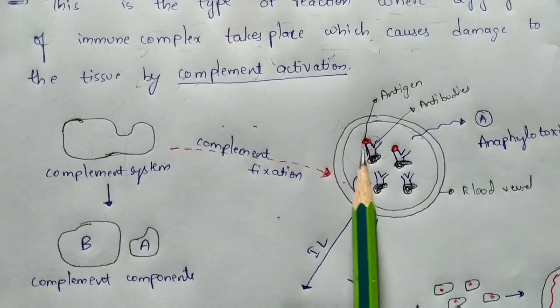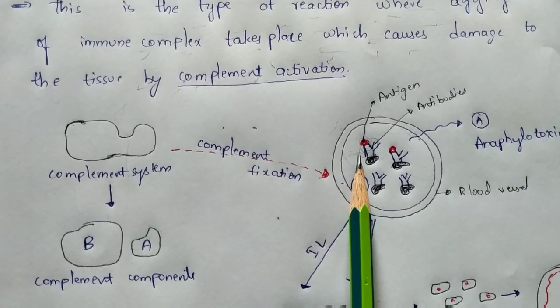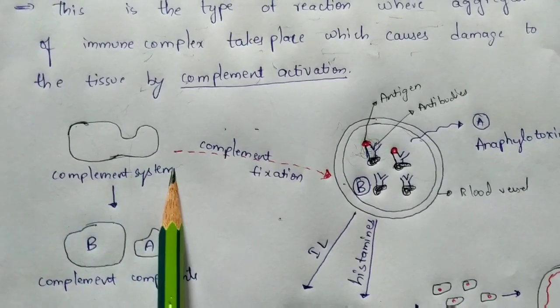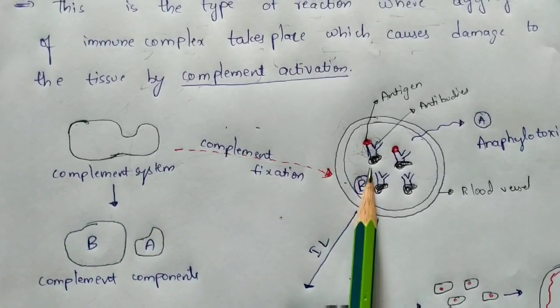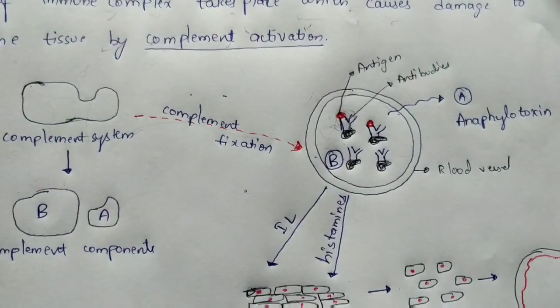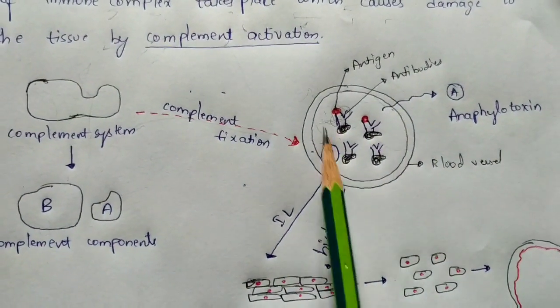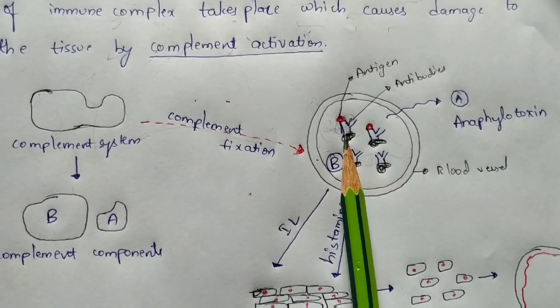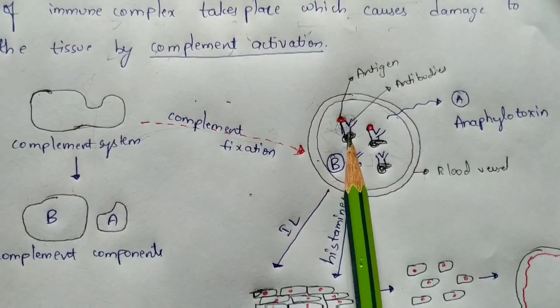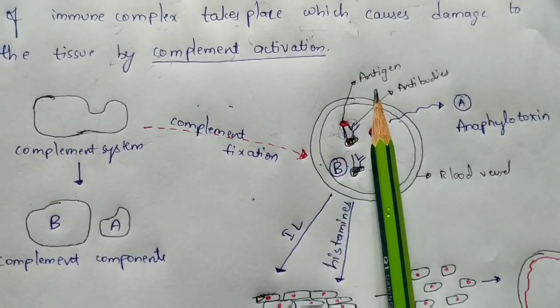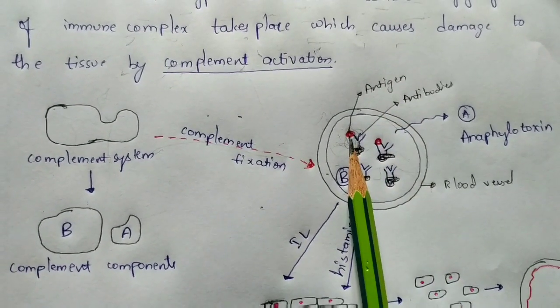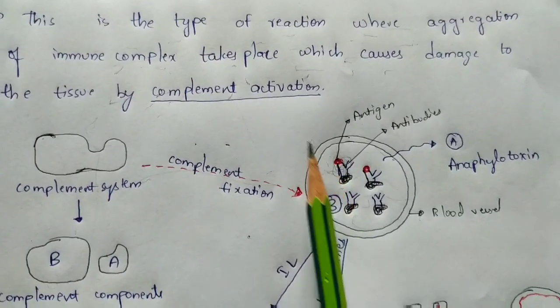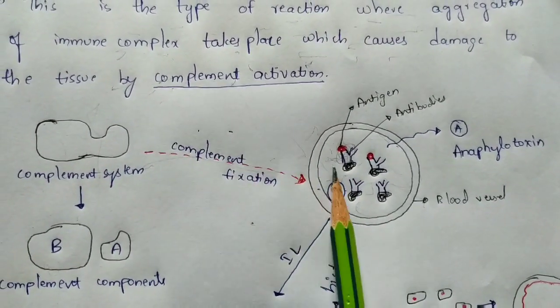Then immediately signals respond in such a way that the complement system enters into the blood vessel. When the complement system enters the blood vessel, the complement gets attached to the immune complex. Immune complex is nothing but antigen and antibody together. Then this complement gets attached to that immune complex.